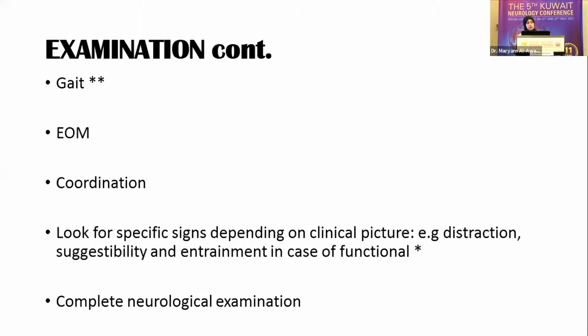We have to look for specific signs depending on the clinical picture. For example, if we think the patient has a functional tremor, which is really a diagnosis of exclusion, we can use certain tricks like suggestibility and entrainment in order to help us further define the tremor. And of course, we have to complete our neurological examination.